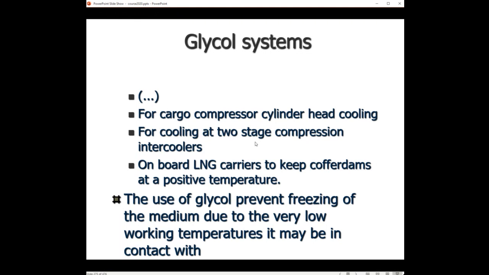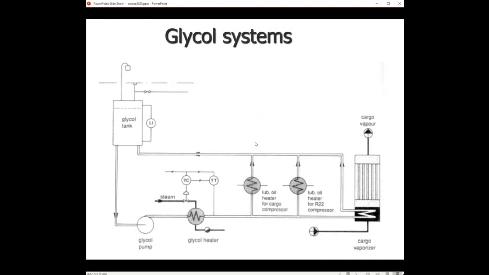And the use of Glicol prevents freezing of the medium due to the very low working temperature it may be in contact with. So it's in fact an antifreeze that we circulate continuously through the various applications. So it gives this schematic drawing. Somewhere on deck we have a Glicol tank. So Glicol is an antifreeze. That Glicol is circulating continuously by this Glicol pump and sent to the different consumers.